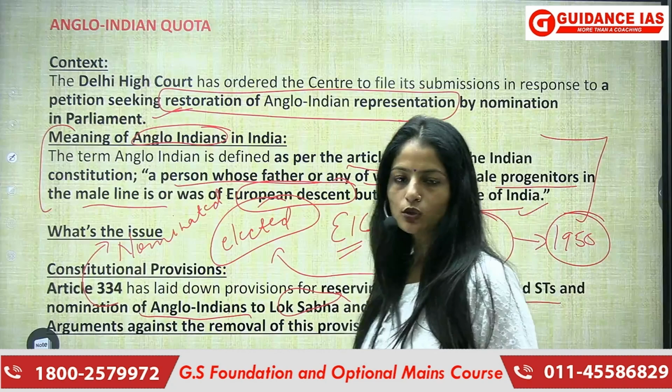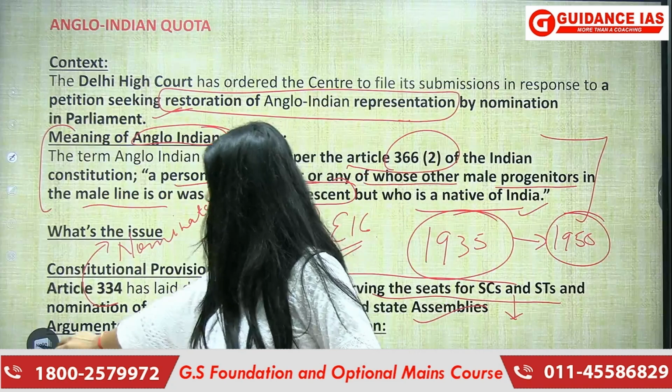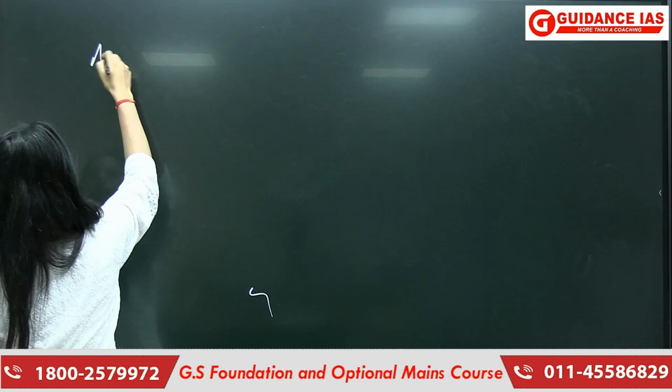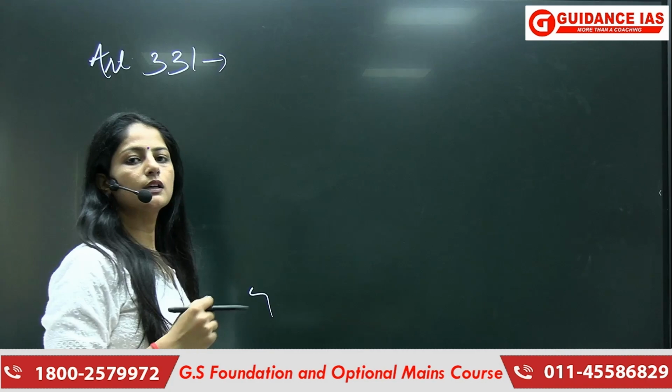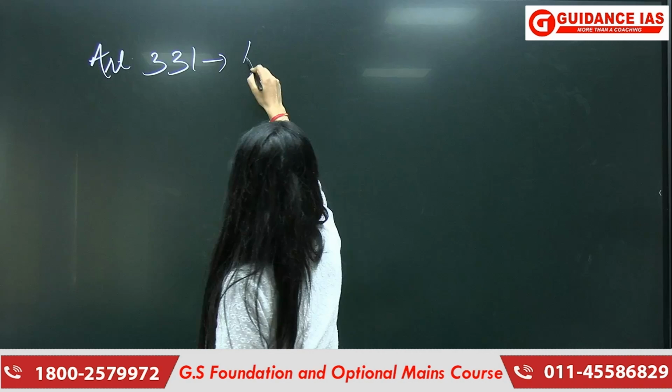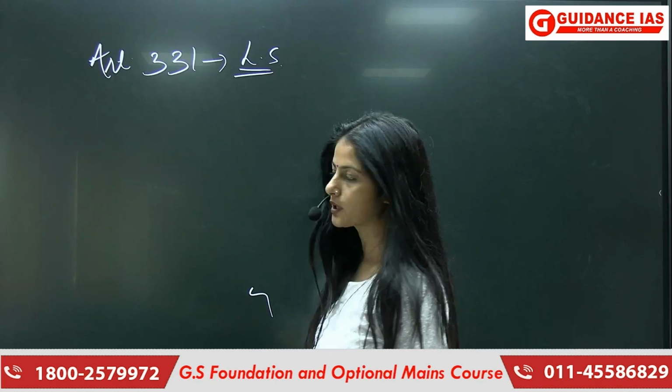Apart from that, there are other two provisions which I want all of you to remember regarding Anglo-Indians. The first one is Article 331, which talks about giving them representation in the Lok Sabha. Okay, in the Lok Sabha, representation is talked about. The representation of Anglo-Indians in the Lok Sabha, I am talking about, right?